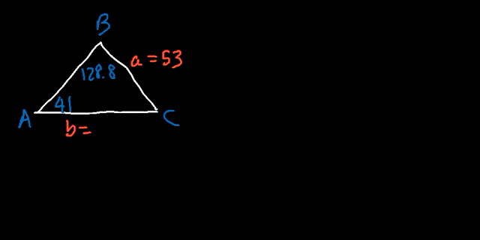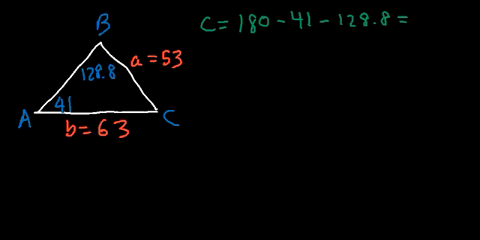So now we're going to solve the second triangle. So angle A was 41 degrees. And the new angle for angle B is 128.8. Side A was 53 to begin with, and side B was 63. So let's find a new angle for C. So it's 180 minus 41 minus 128.8. And so you get 10.2.